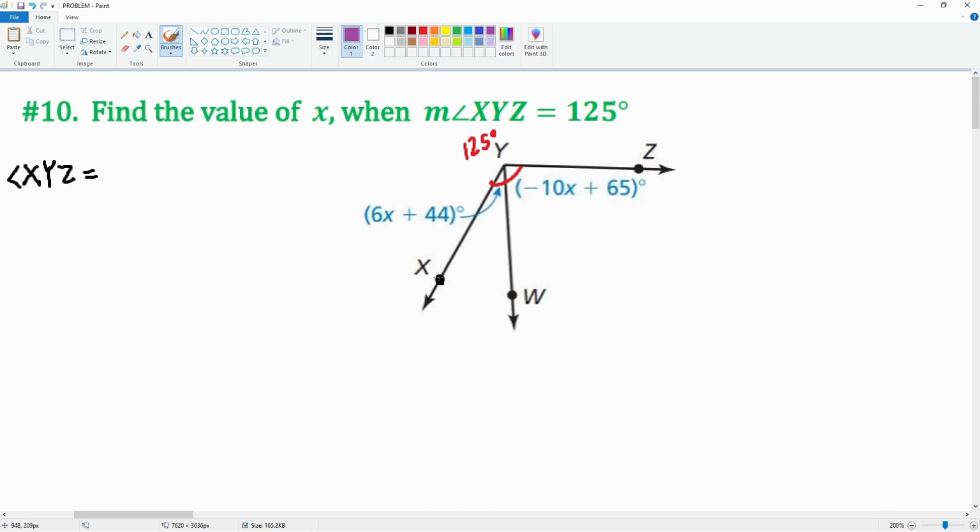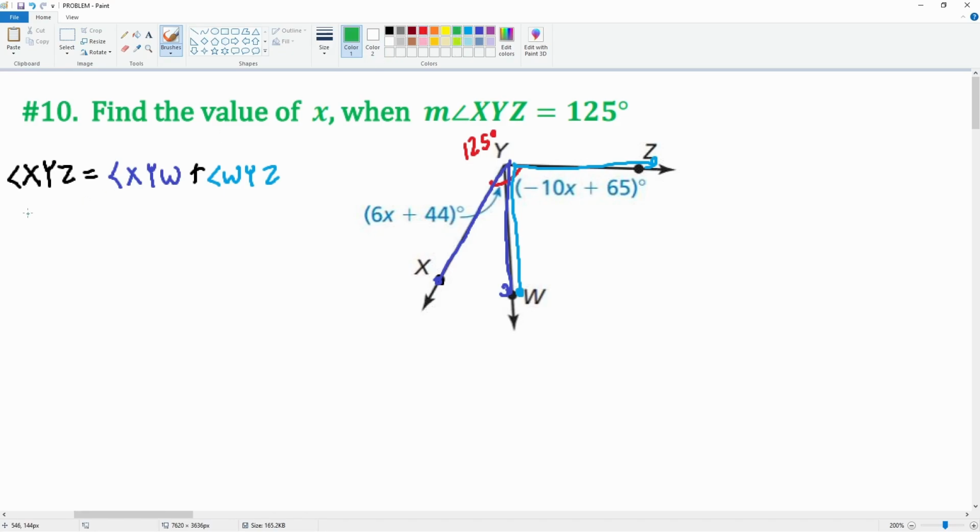I can make it in purple if you want. XYZ, this entire angle is made up of two parts. The first part, which is in blue, is going to be angle XYW plus the other angle here, which is going to be light blue, of angle WYZ. If we add those two together, it gets you that entire angle here.